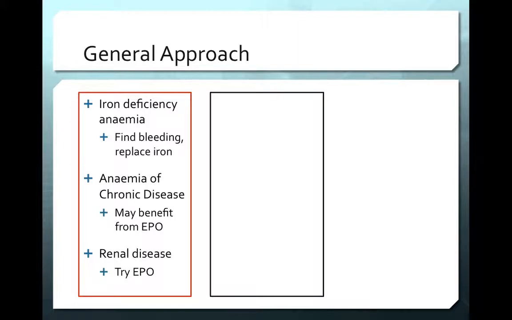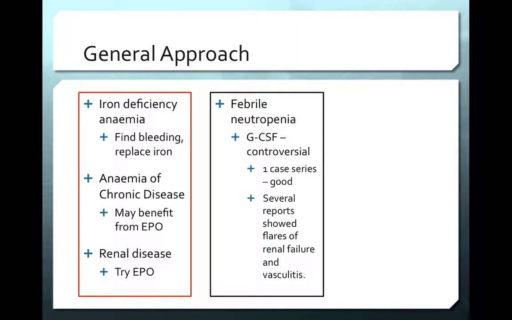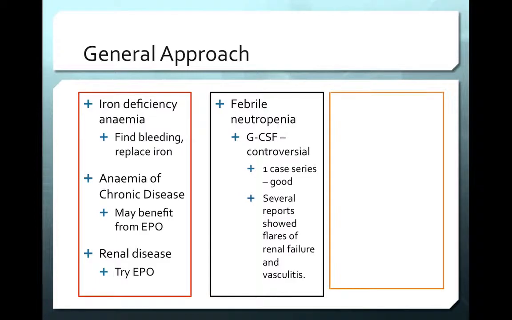In white blood cells, we'll talk about that in its own slide later on, but there is the topic of febrile neutropenia in lupus and whether or not we should be using GCSF in those cases. There was one case series where they had a relatively favourable response, but there's quite a bit of theoretical and probably some case report concern about increasing the immune response and getting renal flares and vasculitis.